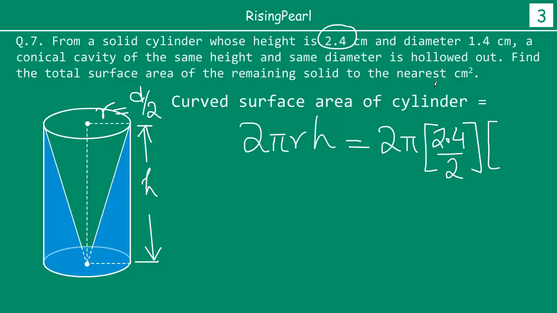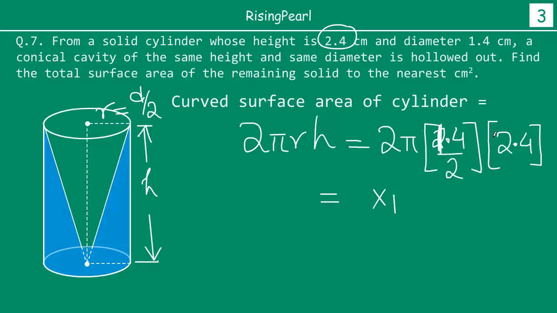times what is the height? Height, actually r is 1.4. I made a mistake here. So this should be 1.4. This is 1.4 and height is 2.4. So this is 2.4. So you can actually find out. So let's say this is x1.